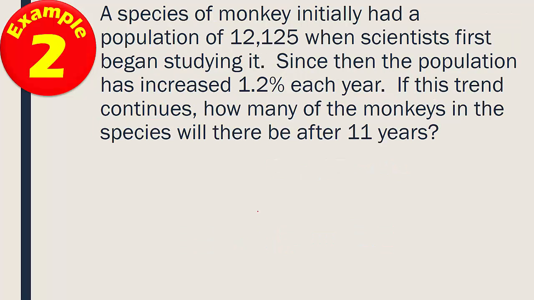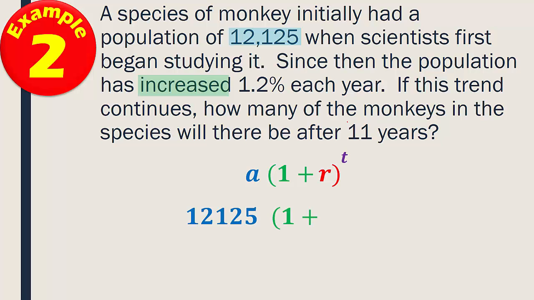All right, next. The species of monkey initially had a population of 12,125 when scientists first began studying it. Since then, the population has increased by 1.2% each year. We want to know how many monkeys there are going to be after 11 years. So remember your setup. A times 1 plus the rate of change raised to the t, or time, or x, however you want to look at it. So A is our initial amount. We started with 12,125. We are increasing, so it's going to be 1 plus, not 1 minus. We are increasing by 1.2%.